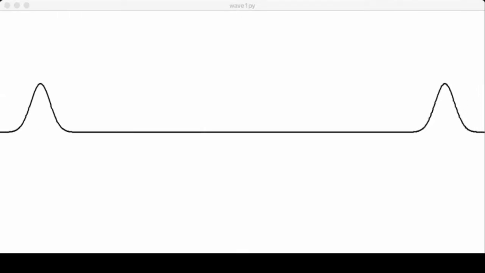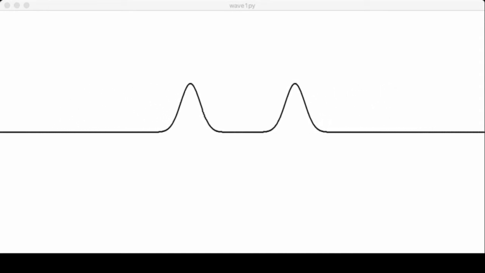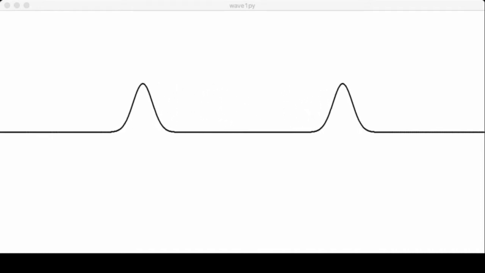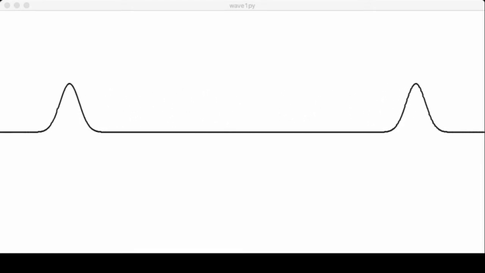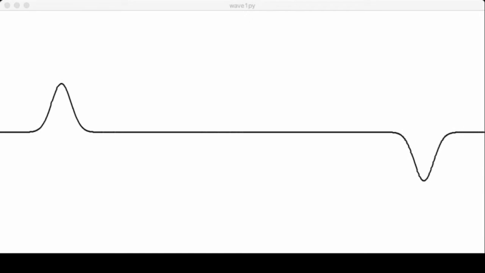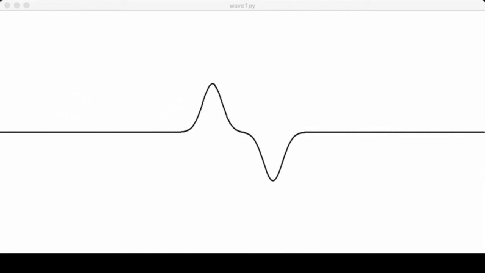Okay, these are some wave animations that I made with a little Python program, the Python version of Processing. So you see, that was a positive pulse coming from the left, an equal size positive pulse coming from the right, and when they overlap, they interfere constructively. Now you're going to see a positive pulse coming from the left and a negative pulse of the same size coming from the right, and they're going to interfere destructively while they overlap.